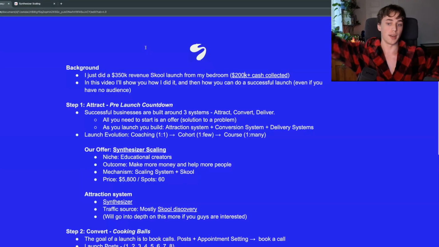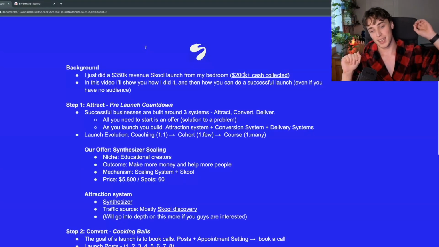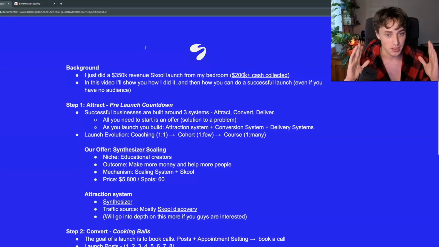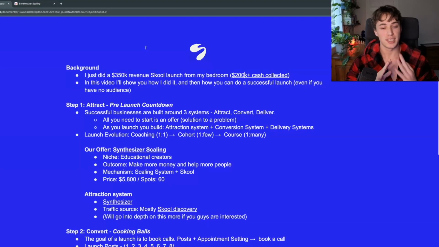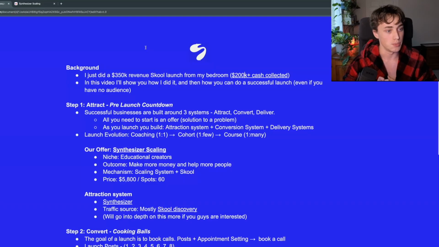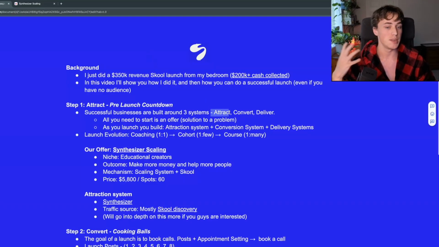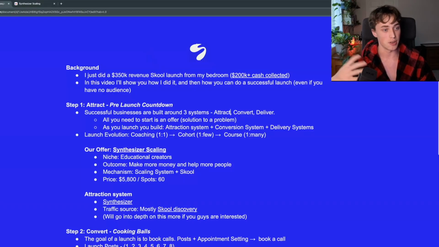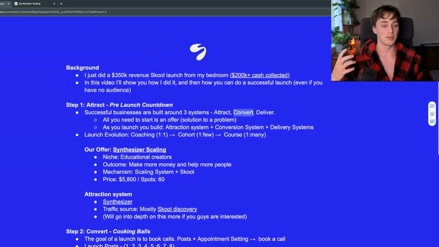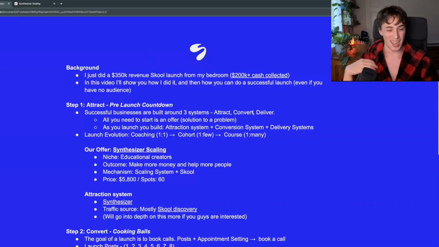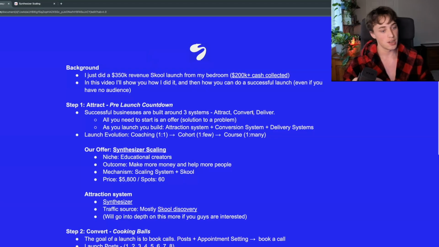So step one to doing a launch is attract the pre-launch countdown, because you guys see there are three systems you need to build and launch a business. You need the attraction system, which is how you get people interested in your business, how you get leads, how you get eyeballs, how you make people aware of you. You need a way to convert those eyeballs into paying customers, because all the eyeballs in the world are useless if they don't do anything for you, if they're not your ideal customer. And then you need a way to deliver results. And that's it. That's the core of any business online.